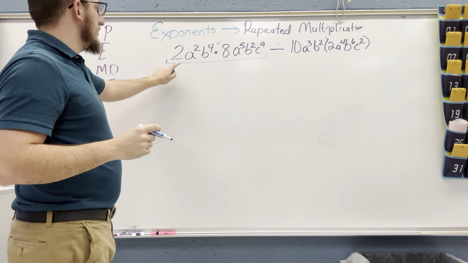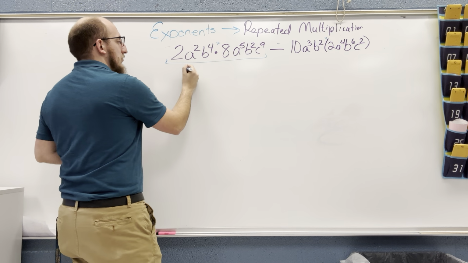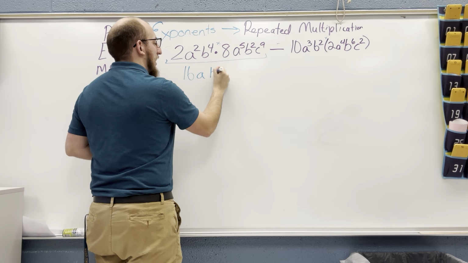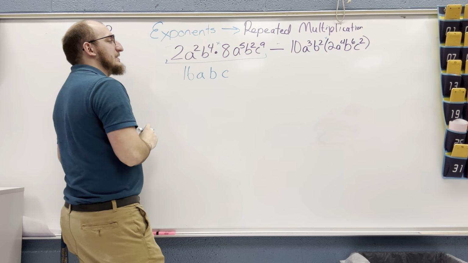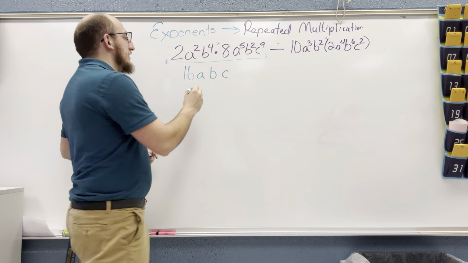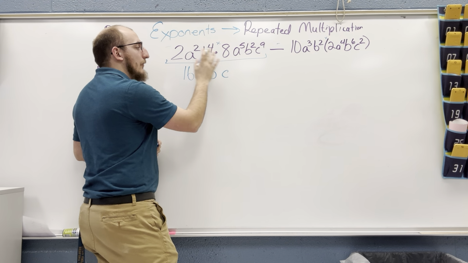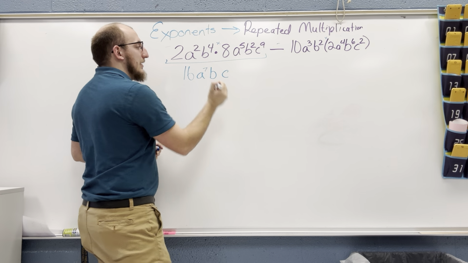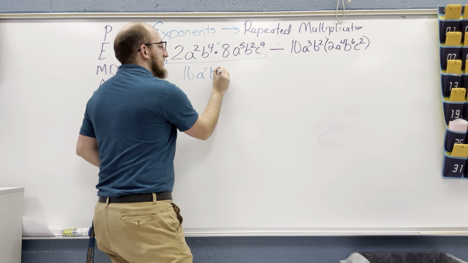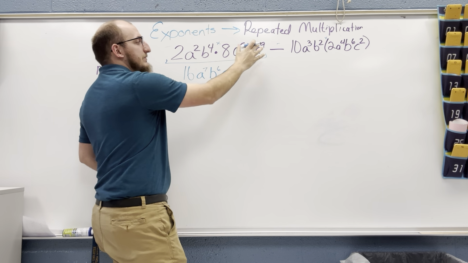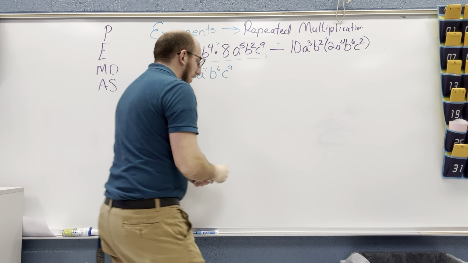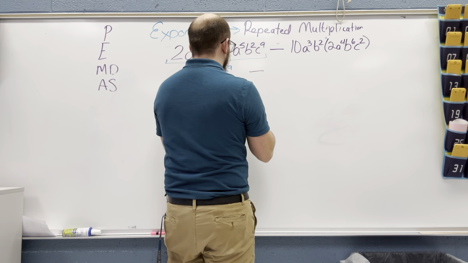But first thing I'm going to do is say what's 2 times 8? That's 16. And then I have A's, B's, C's. How many A's do I have? I'm multiplying 2 A's here and 5 A's there. So how many total A's am I multiplying this whole term by? 7. And then I deal with my B's. I have 4 and 2, which makes 6. And then this has no C's, but that does. So I'm going to put the C on the end. And then I'm going to put down my minus sign.